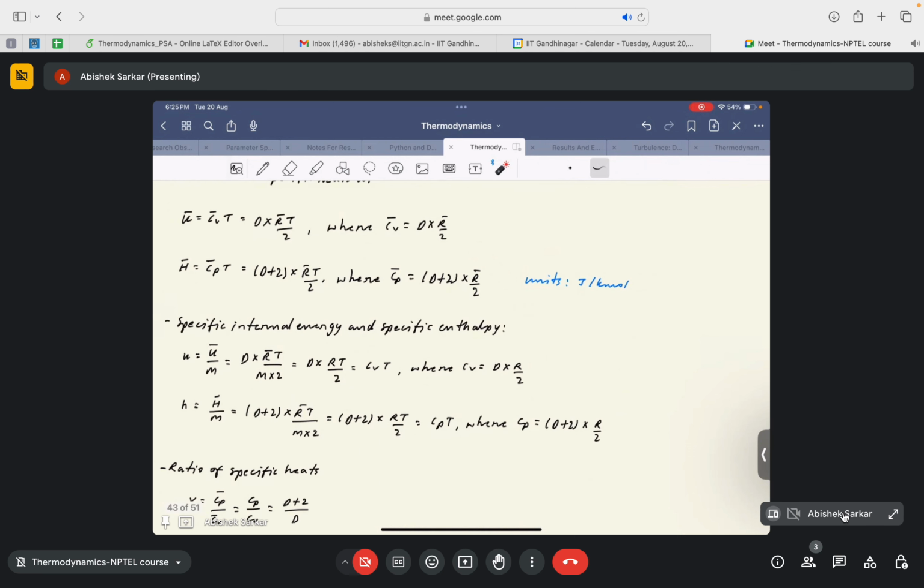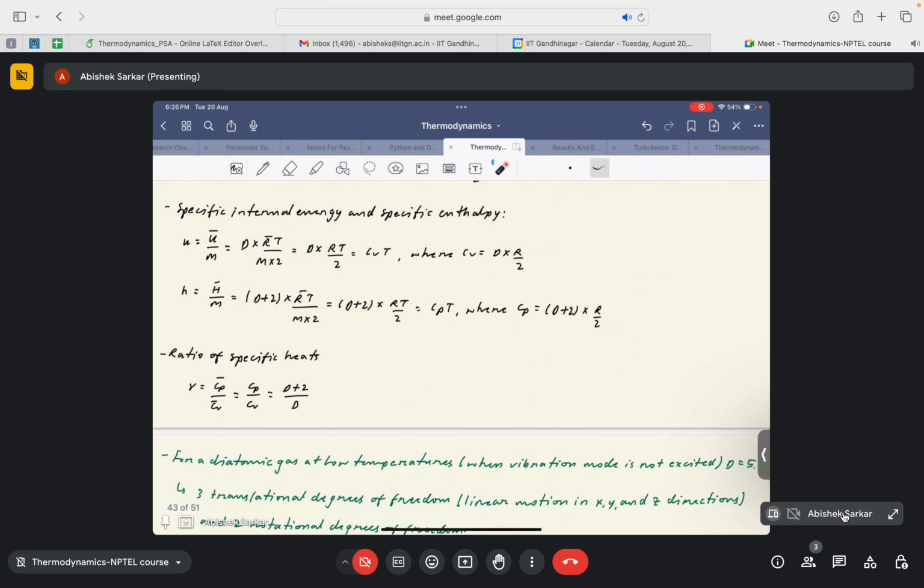Okay, similarly, small h is equal to capital H bar by m, where m is the molar mass. If you go through the derivation, you get that small h is equal to D plus 2 into RT by 2, where R is again the specific gas constant, not the universal gas constant. So small h, the specific enthalpy, is equal to Cp into T, where Cp is now the specific heat for a constant pressure process, not the molar specific heat, only the specific heat. Cp can also now be written as D plus 2 into R by 2, where D is the number of degrees of freedom for that particular gas.